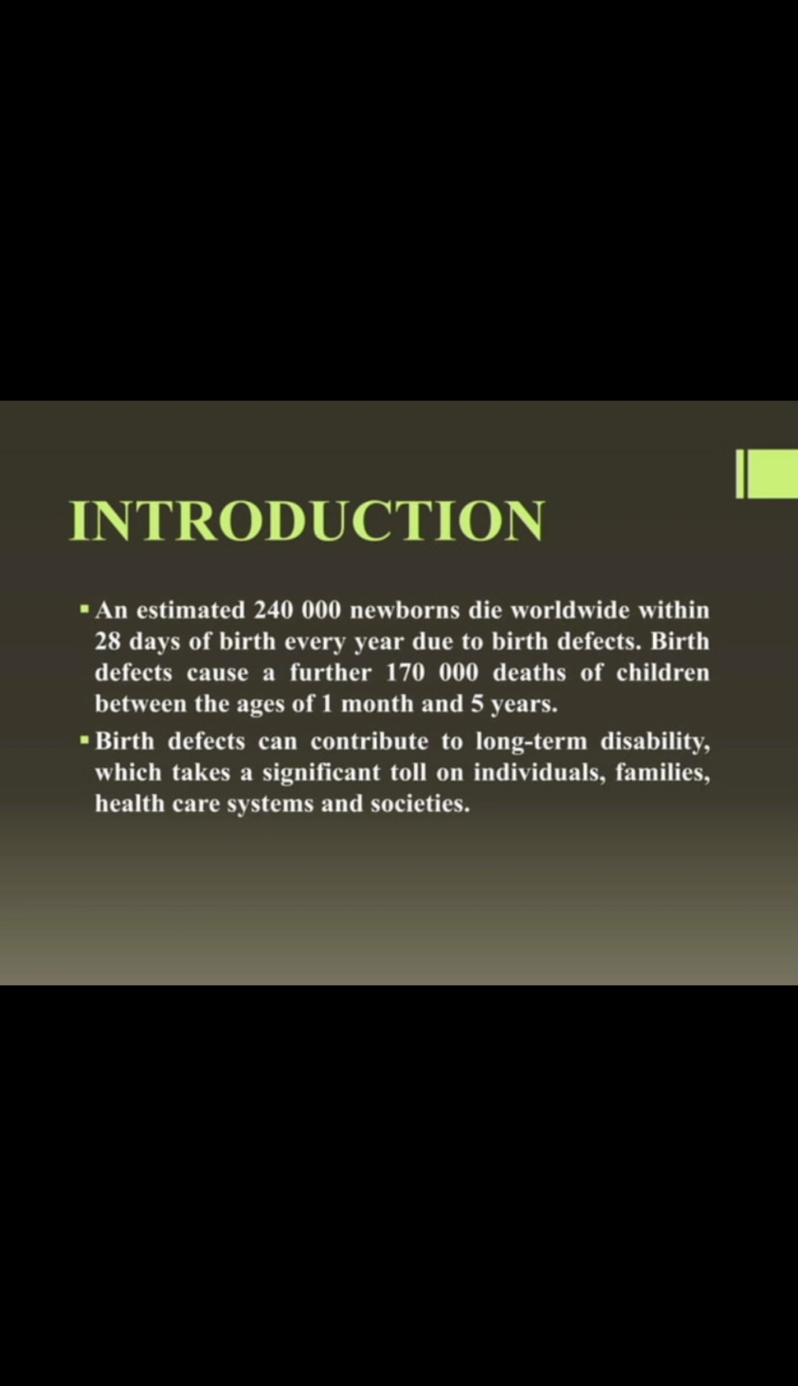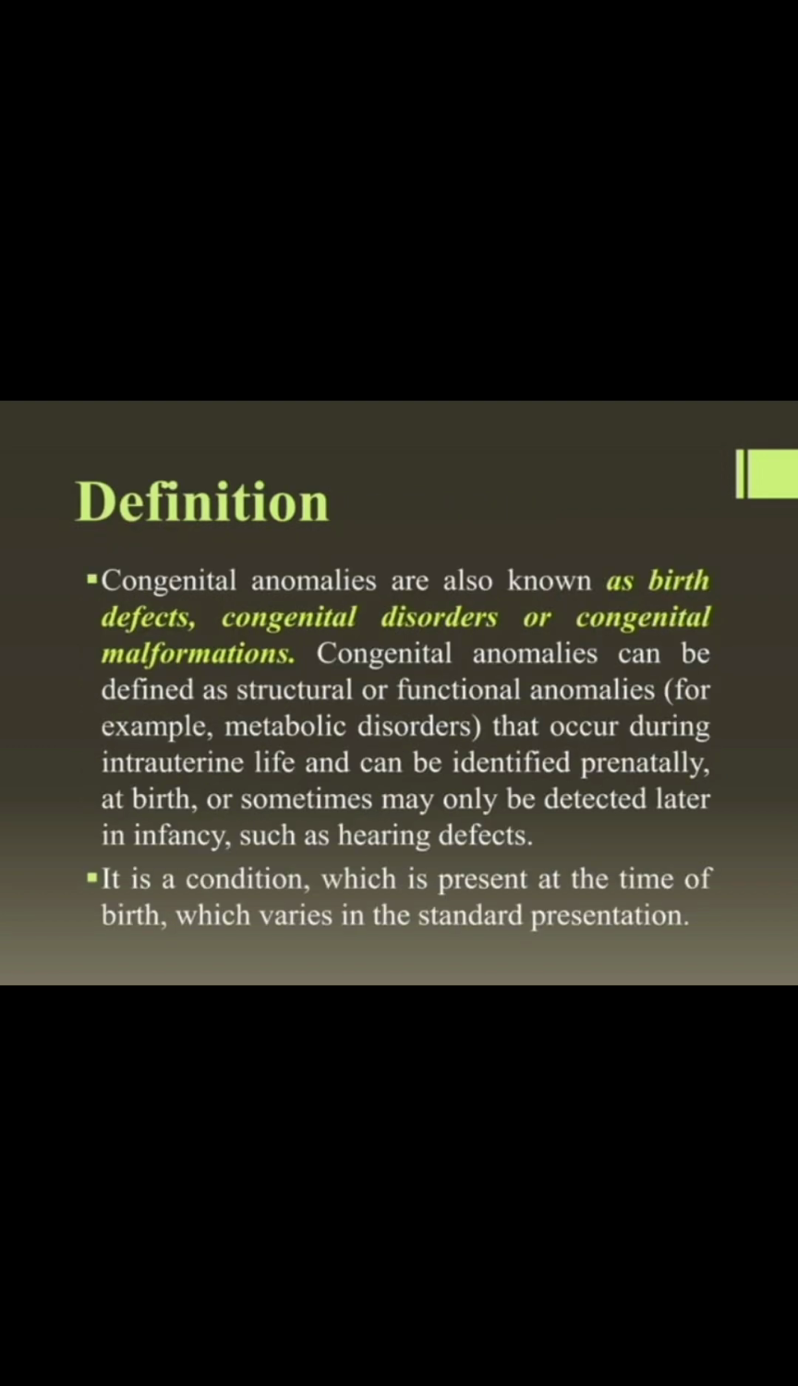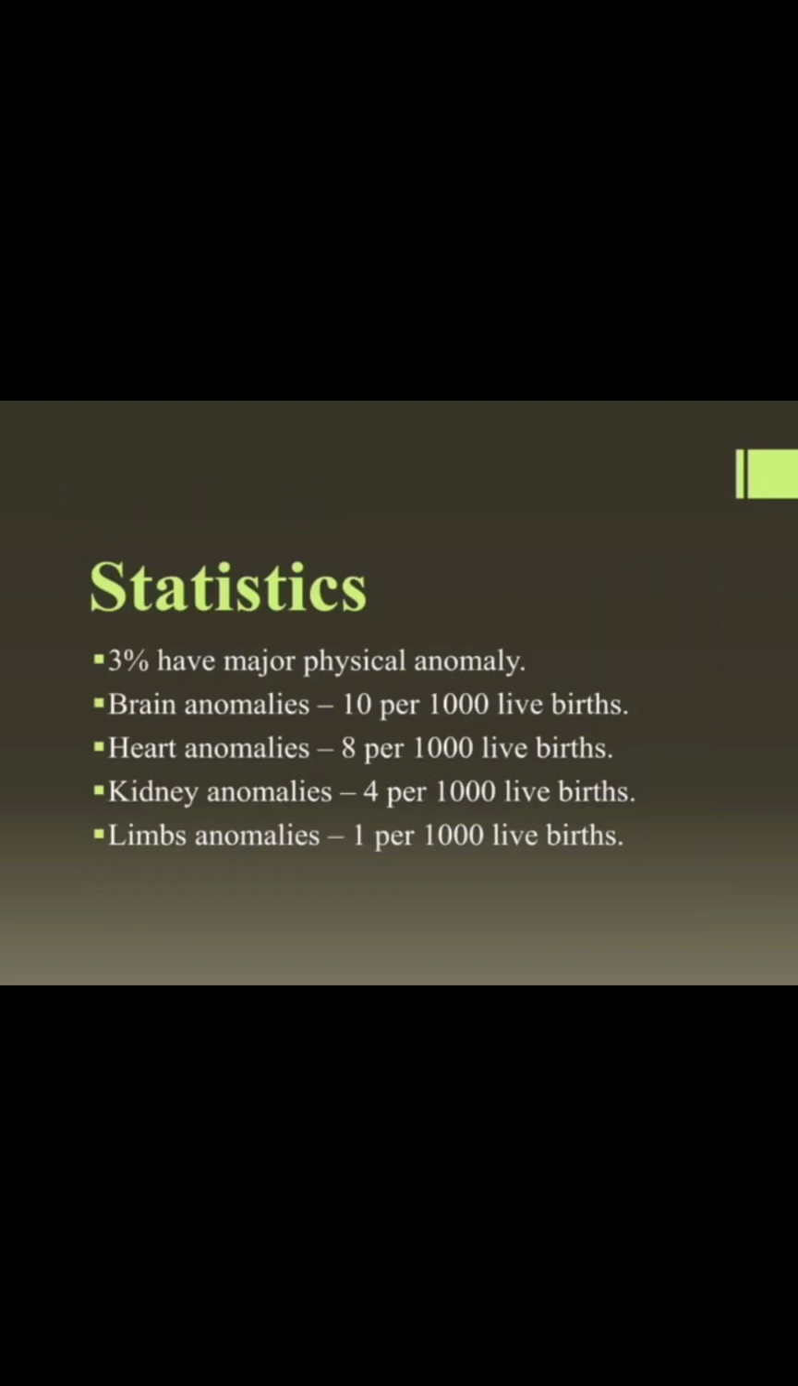So, what is meant by congenital abnormalities? It is a birth defect, or congenital disorder, or congenital malformation. It can be structural or functional anomalies, for example metabolic disorders, that occur during intrauterine life and can be identified prenatally, at birth, or sometimes only detected later in infancy, such as hearing defects. So it is a condition present at the time of birth, which varies from the standard presentation. There are statistics on the basis of these defects.